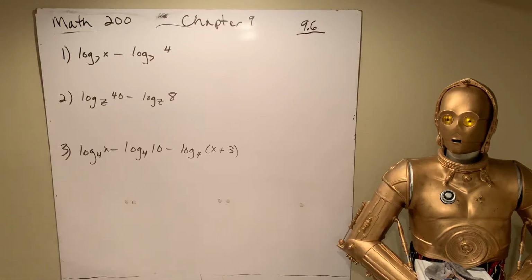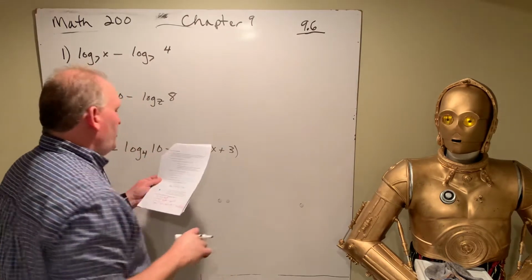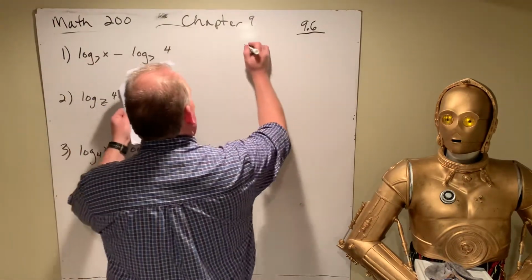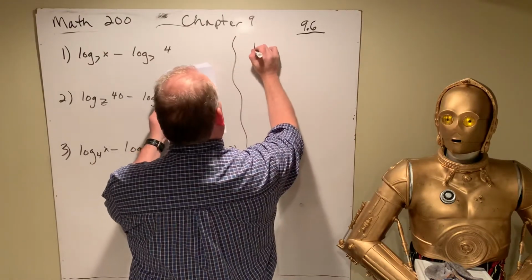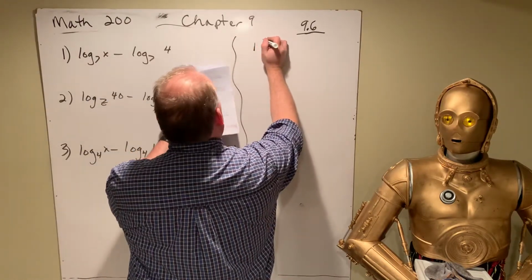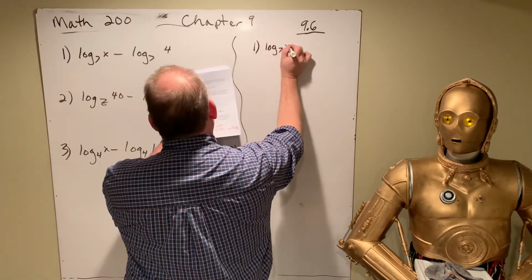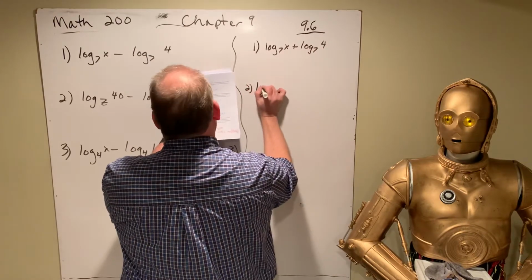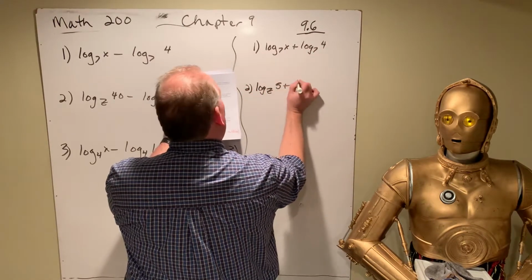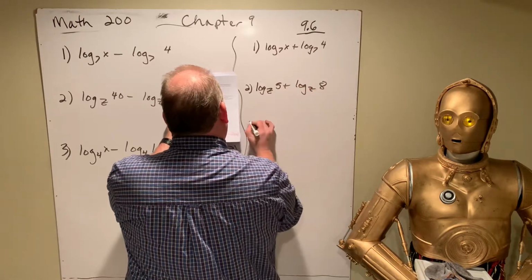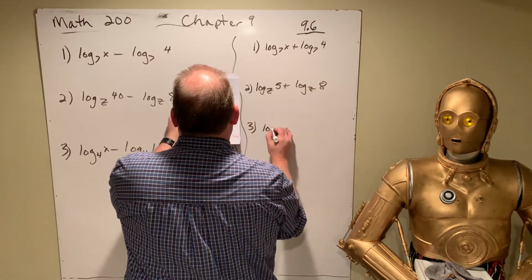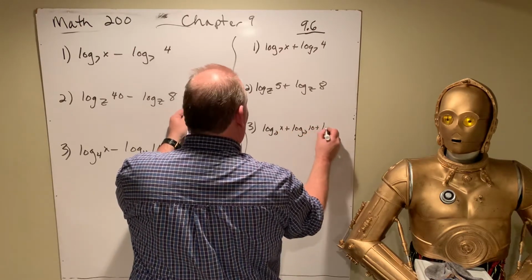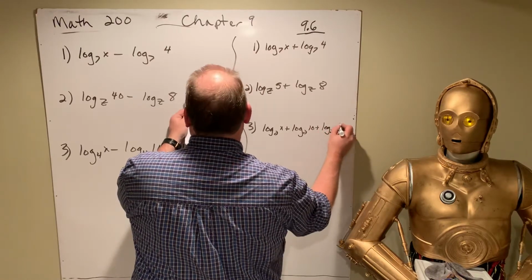Okay, we're back. This is Math 200. We're looking at chapter 9.6. Wait, I wrote them down out of order here. This is the second part of the page. I left off the first part. Log base 7 of x plus log base 7 of 4. And log base z of 5 plus log base z of 8. And log base 2 of x plus log base 2 of 10 plus log base 2 of x plus 3.